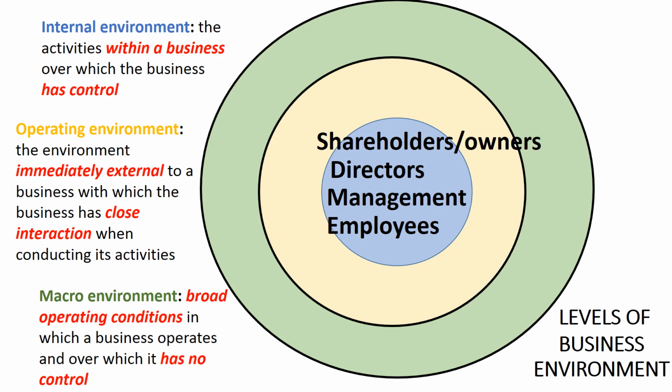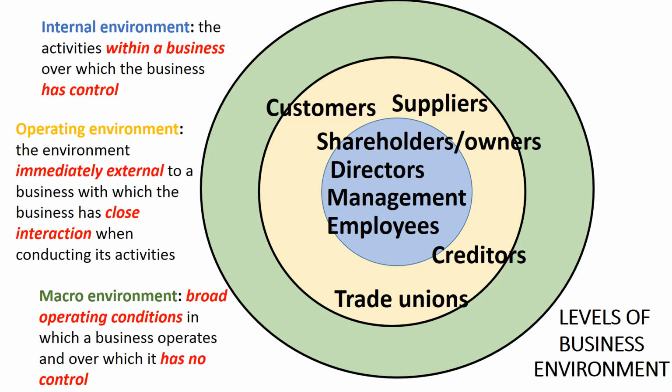The stakeholders that are located in the operating environment are customers of the business, suppliers of inputs to the business, creditors, that is, lenders such as banks to the business, trade unions, which represent employees in the business, and competitors of the business. These are all stakeholders with whom the business has close interaction.